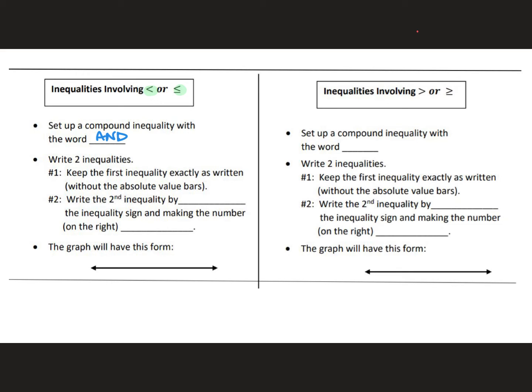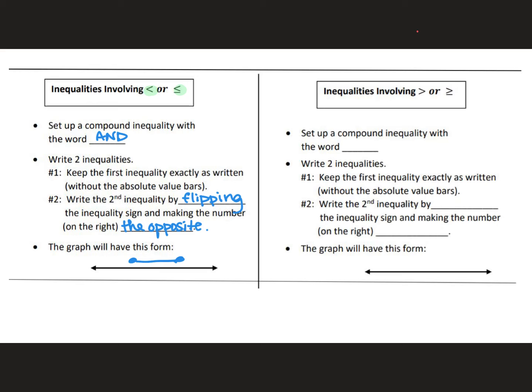The second inequality, you will flip the sign and make the number that's on the right the opposite of what it was. So you can think of that as making it negative. Now when you go to graph, because it breaks up into an "and" compound inequality, your 2 points, open or closed circles depending on the scenario, will be connected.